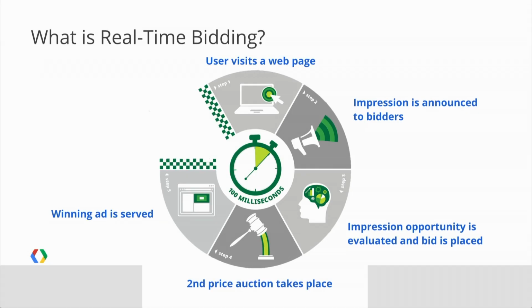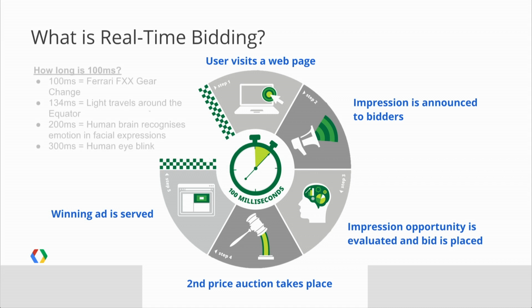Did anybody just blink? Martin did. Well, that took him 300 milliseconds. 300 milliseconds to blink, 200 milliseconds to recognize facial expressions. Just to give you an idea what 100 milliseconds is, there are some cool facts about Ferraris on the slide, but I'm not going to go into too much detail. But this gives you an idea of how much you have to do in that time.